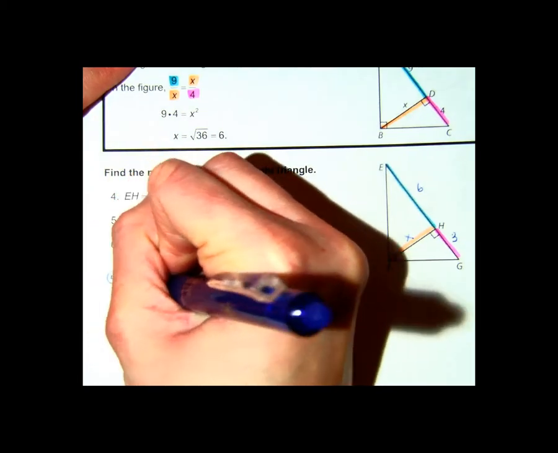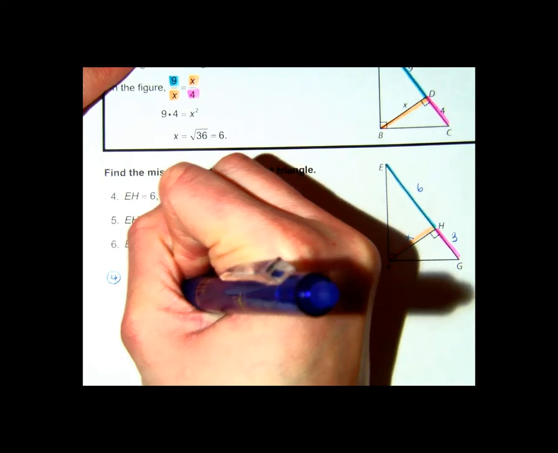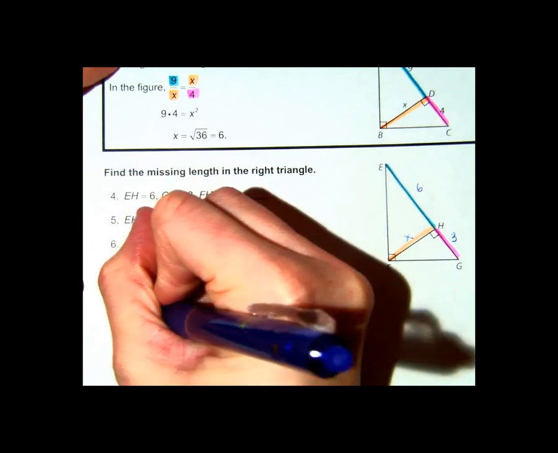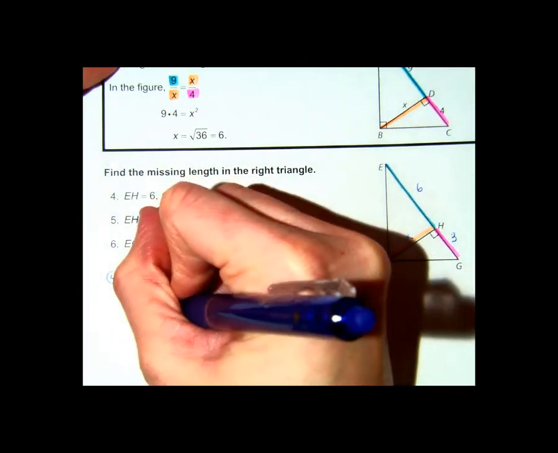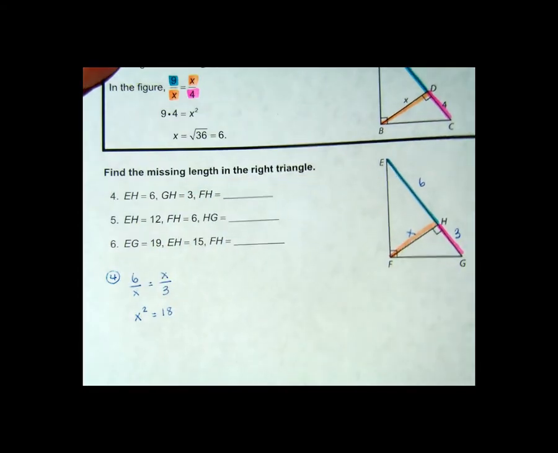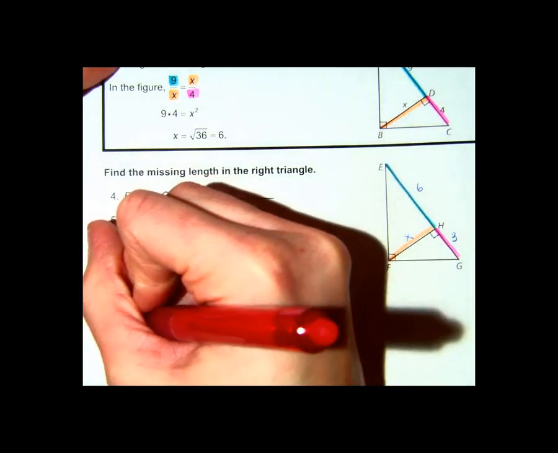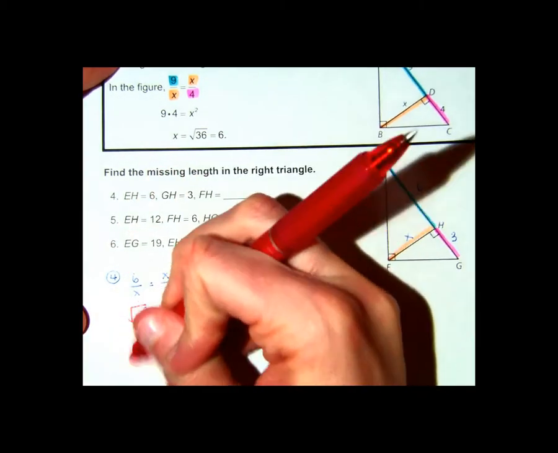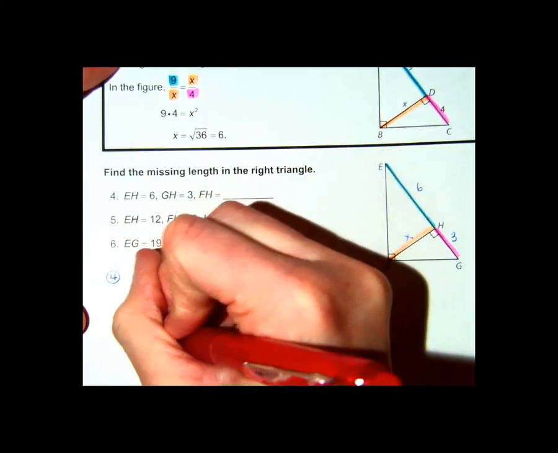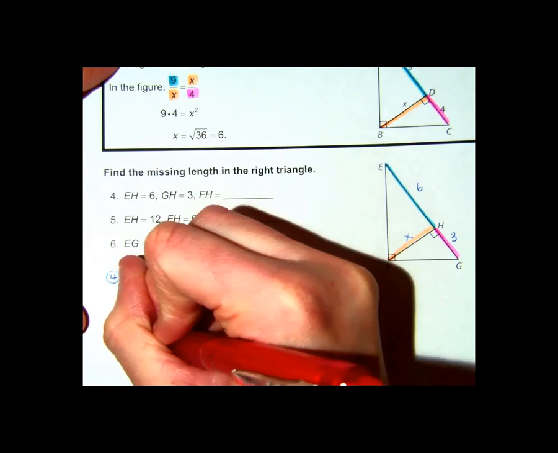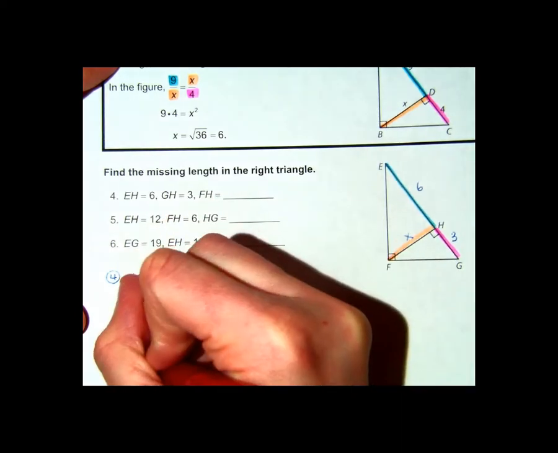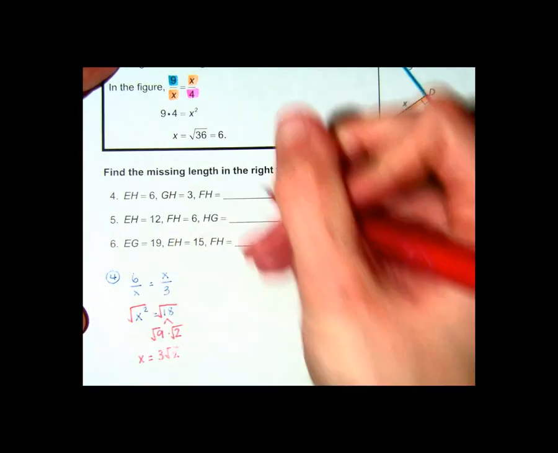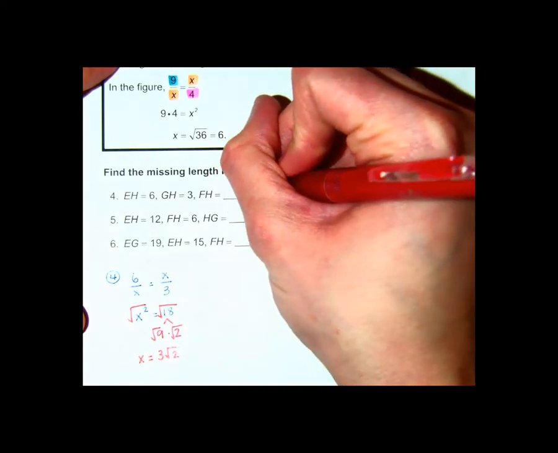6 over x, x over 3, okay? Then cross multiply, x squared equals 18. Is 18 a perfect square? No, so I'm going to have to find a factor of 18 that is a perfect square. 9 times what? What is the square root of 9? So my answer to number 4 is 3 square root of 2.